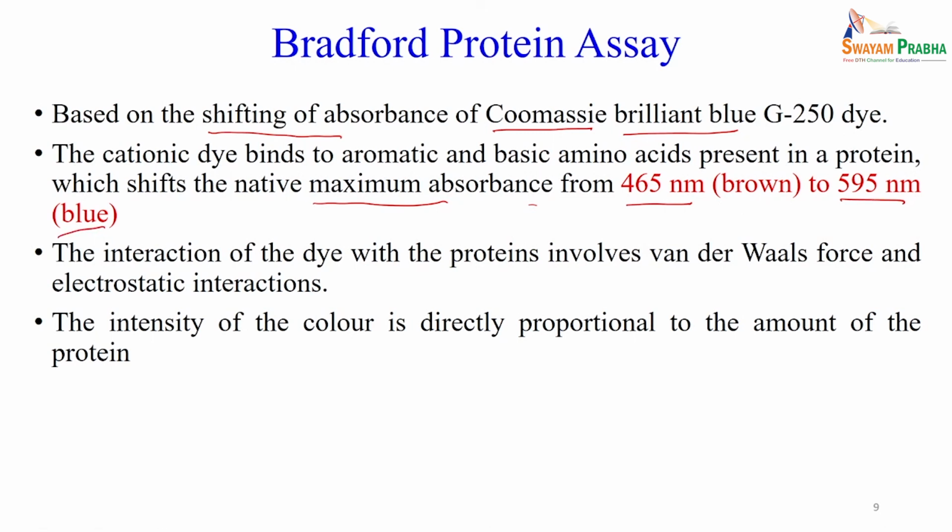Here the protein is directly binding to the dye molecule, and there is a change in the absorbance from 465 to 595 nanometer. As I told, this peak shift, or change in intensity, is directly proportional to the amount of the protein. So, if we measure the change in intensity or the peak shift from 465 to 595, we can calculate the concentration of that particular protein in the solution.